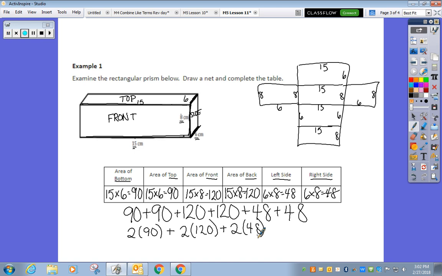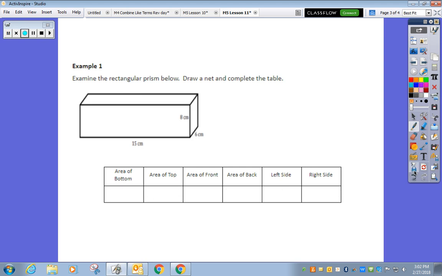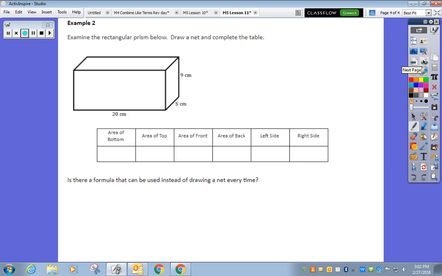But if I do these together, I would have my 180 here, my 240 here, and my 96 here. And then I would add each of these together to get my surface area of 516 square centimeters. Okay, so that is how I would find the surface area. Okay, so let's look at another one, and then we're going to come up with a formula for the surface area of a rectangular prism.